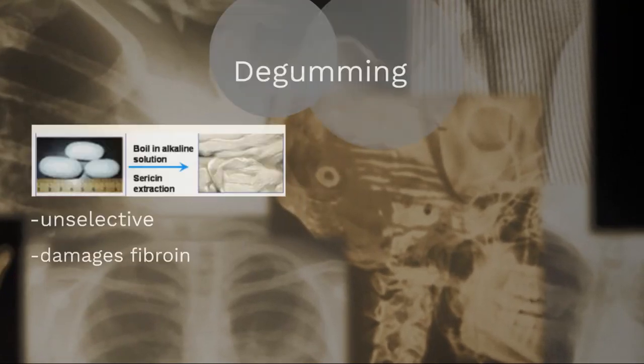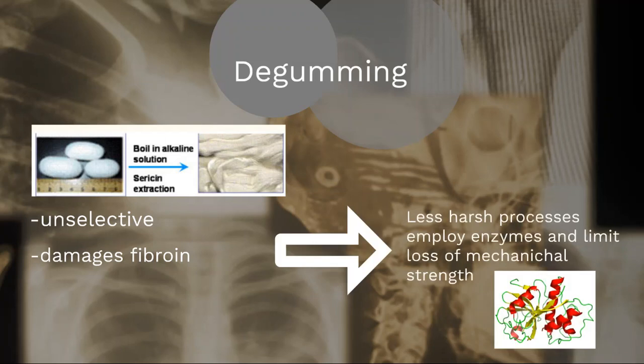coating through a process known as degumming, whereby an alkaline solution is used to cleave peptide bonds. This process is unselective and often leads to degradation of fibroin, which reduces its mechanical properties. Therefore, less harsh and more specific degumming methods are being developed using enzymes.